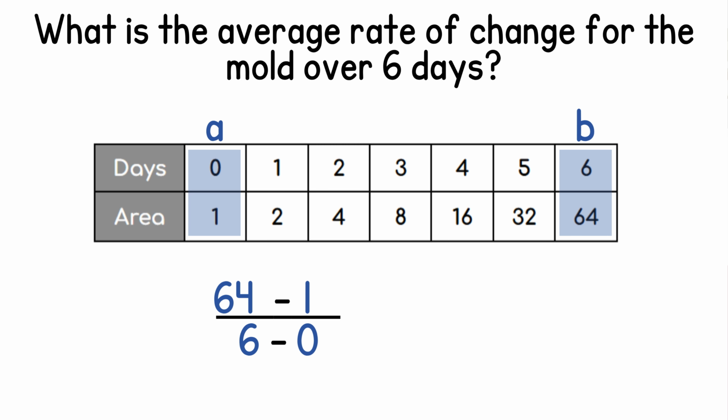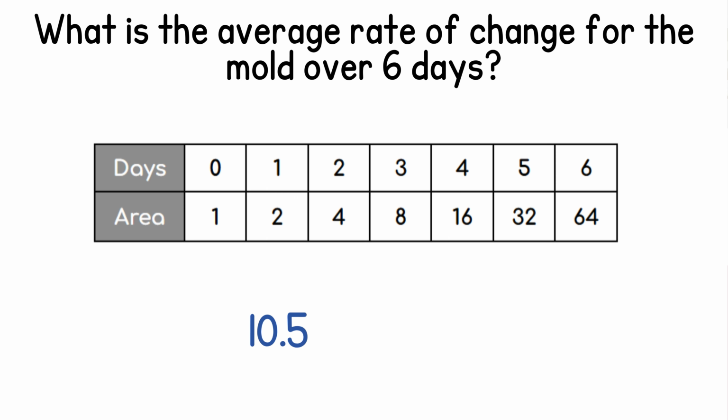Now we can subtract and then divide our answers. 64 minus 1 gives us 63, and 6 minus 0 gives us 6. So when we divide these numbers, we get a rate of change of 10.5. So this is the average rate of change throughout the 6 days.